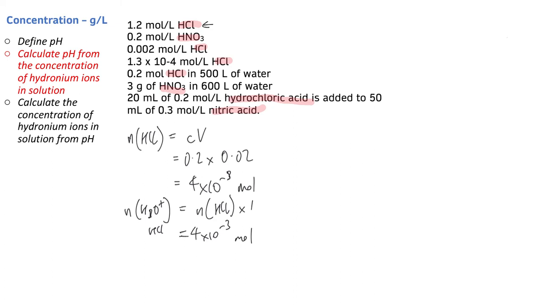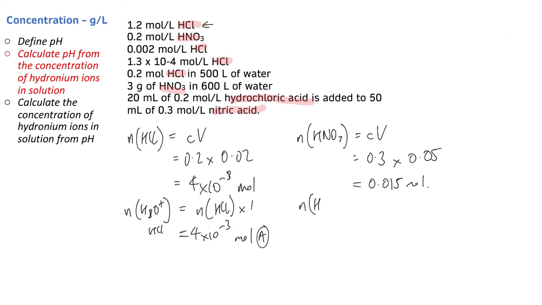from the HCl. Then I can work out the number of moles of nitric acid, HNO3, which will be equal to CV again, which will be equal to 0.3 times 0.05. I'm going to save this number because it's always good to save numbers. 0.015 mole, and the number of moles of H3O+ is going to be equal to the number of moles of HNO3, times 1, which should be equal to 0.015 mole, which I'll save as B.